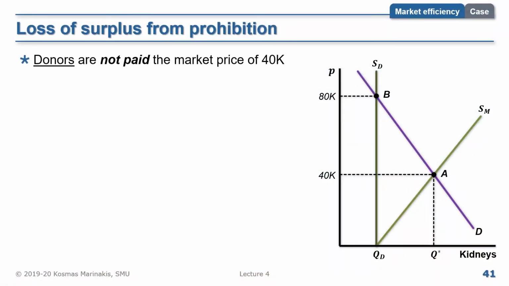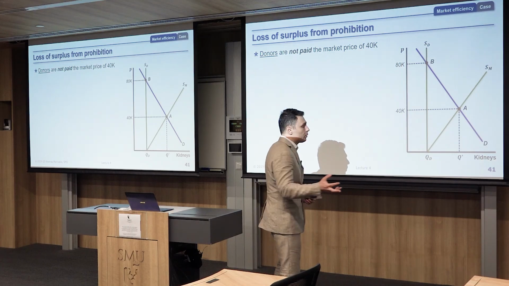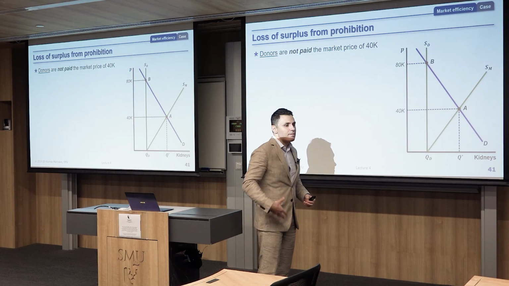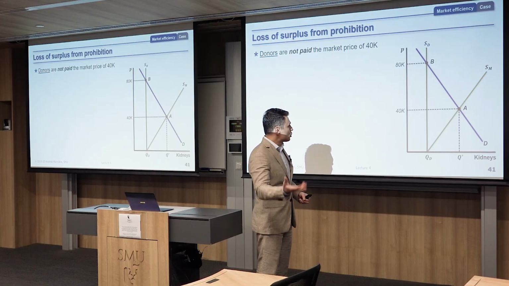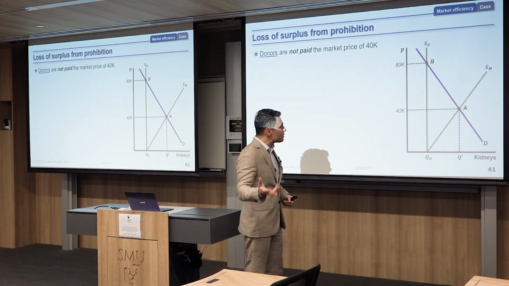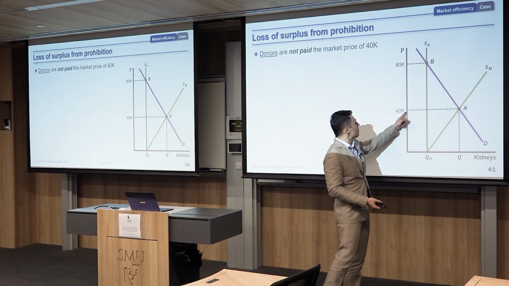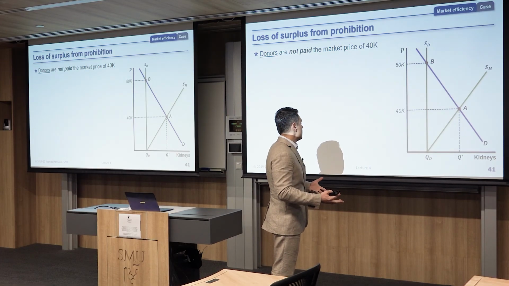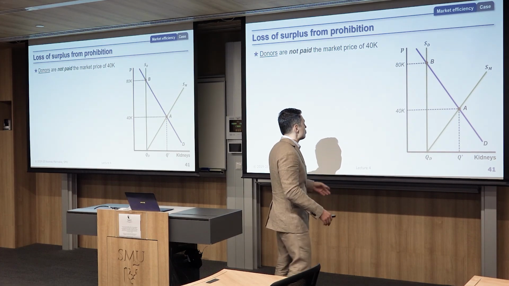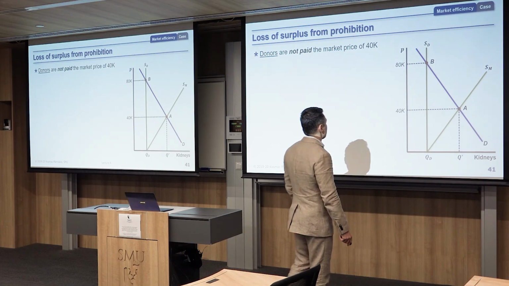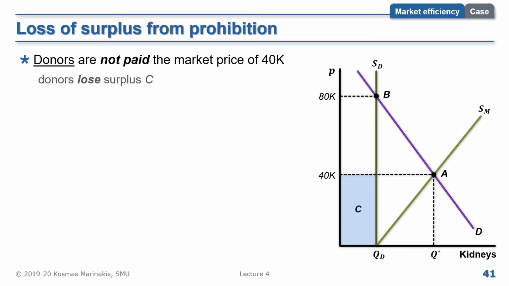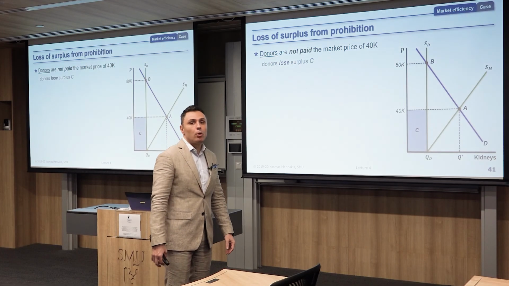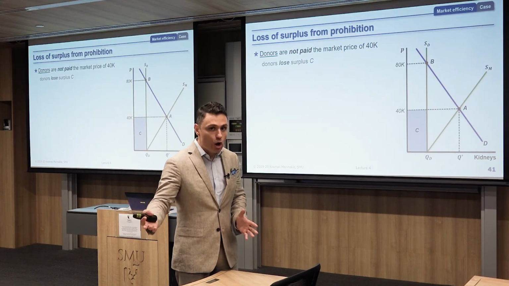So donors, first of all, are not paid the market price of 40,000. Donors are the producers here. I mean, they have the kidneys and they supply them. So they're the suppliers, so we're talking here about the producer surplus. This is between the current potential price and the supply, the cost in this case, which is totally zero at that point. So we're talking about all this area that I denote by C.